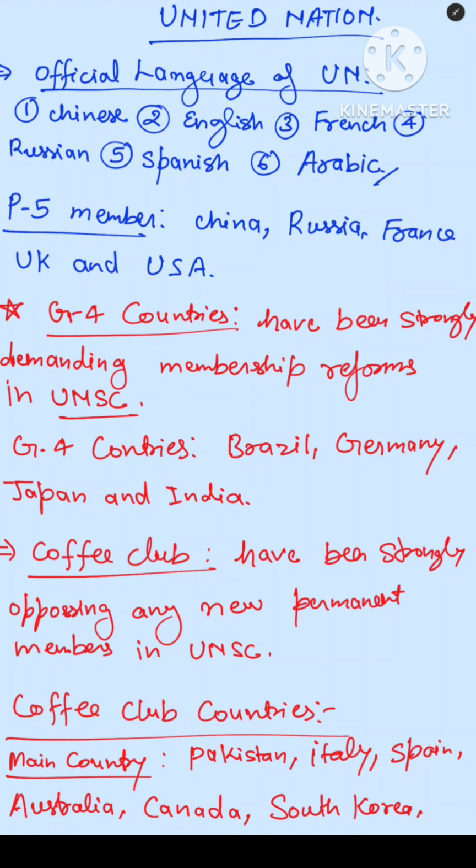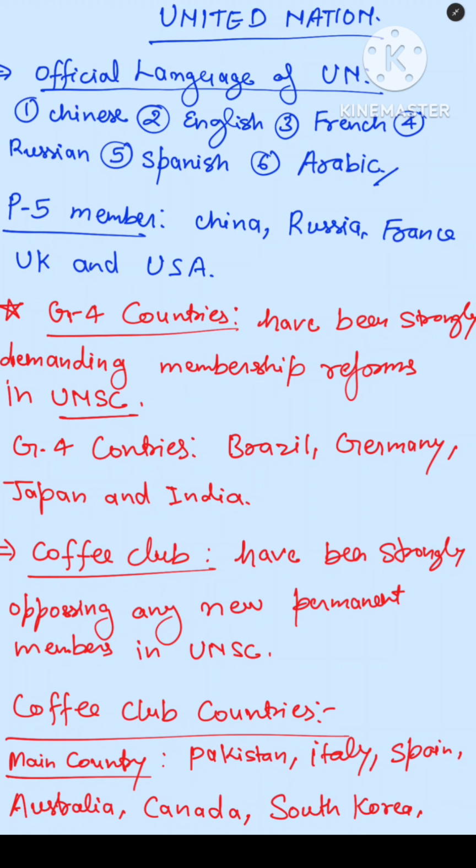First, the official languages of the United Nations. There are six official languages of the United Nations. First is Chinese, second is English, third is French, fourth is Russian, fifth is Spanish, and Arabic. So how will we remember them?